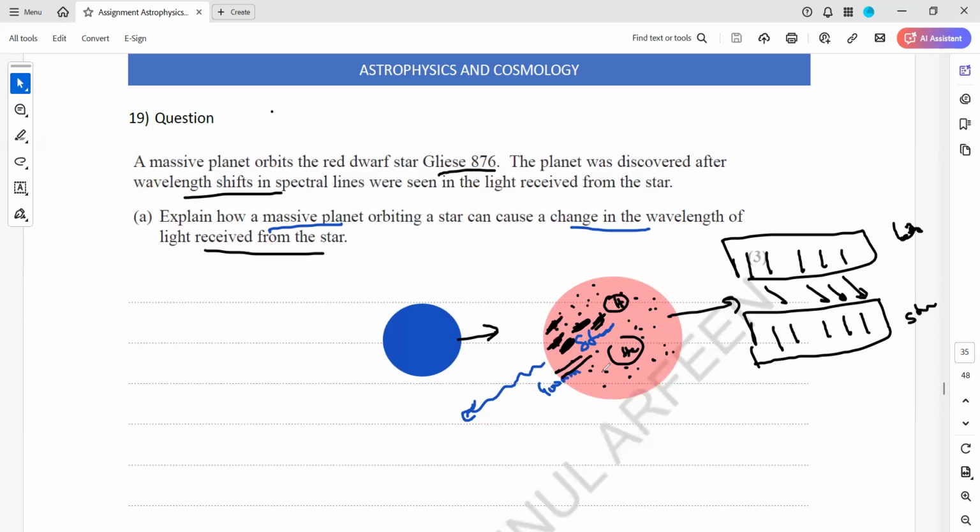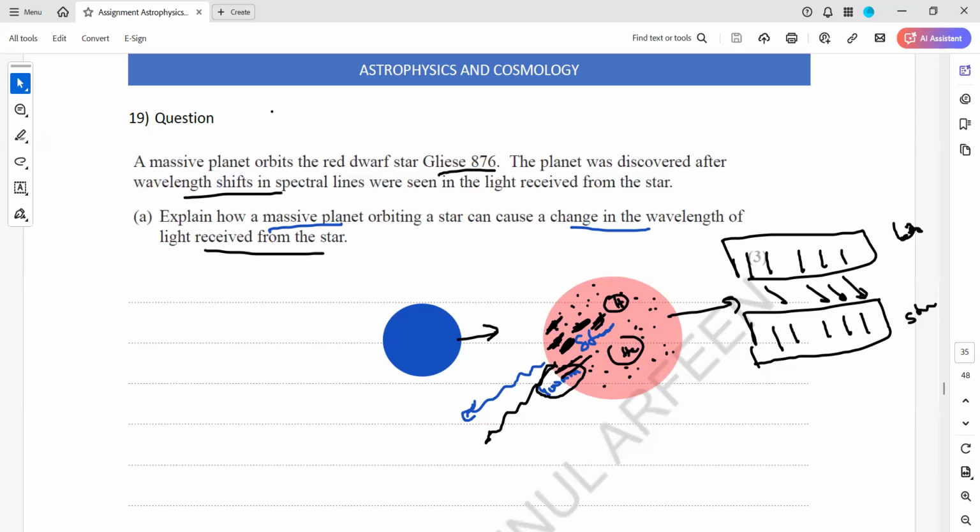When these particles in the star move toward the planet, the wavelength which it should emit, like hydrogen, should be 400 nanometers. But what we receive appears different from what we expect. That indicates there is a movement in the star. That's how it causes a change in the wavelength.